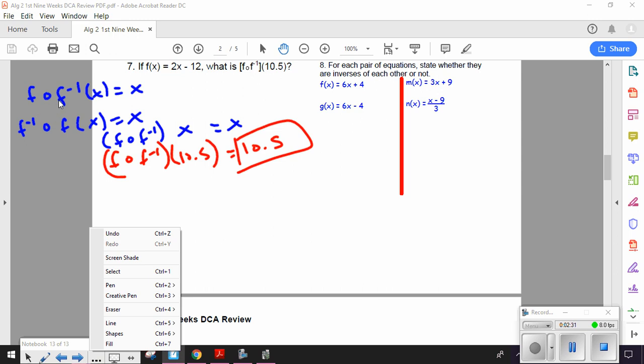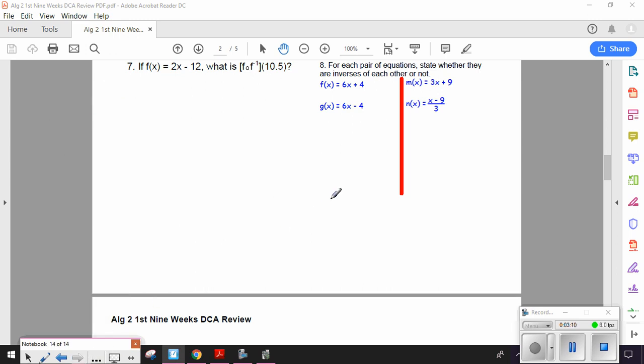So f composition f inverse of x is equal to x. F inverse composition of f of x is also equal to x. So it doesn't matter the order. If you take the original and the inverse with the composite sign between, you're always going to get x back. Always. That's proof that it's an inverse. So it shouldn't involve any more thought than that. But again, you're going to have to remember this on your own.